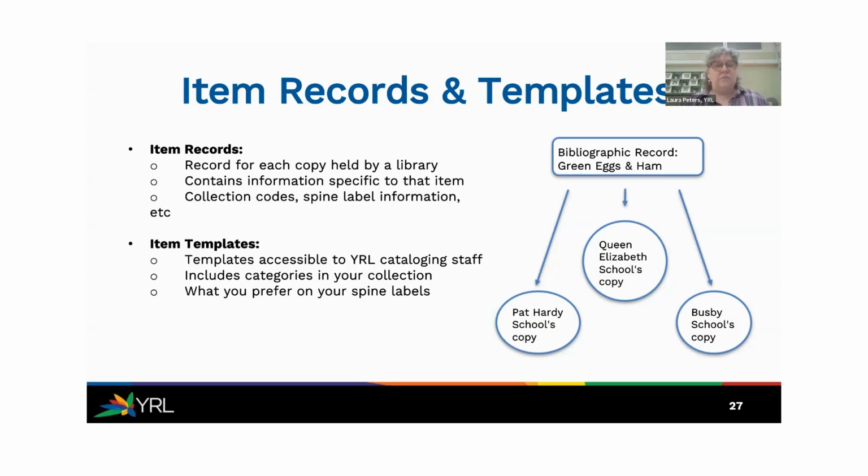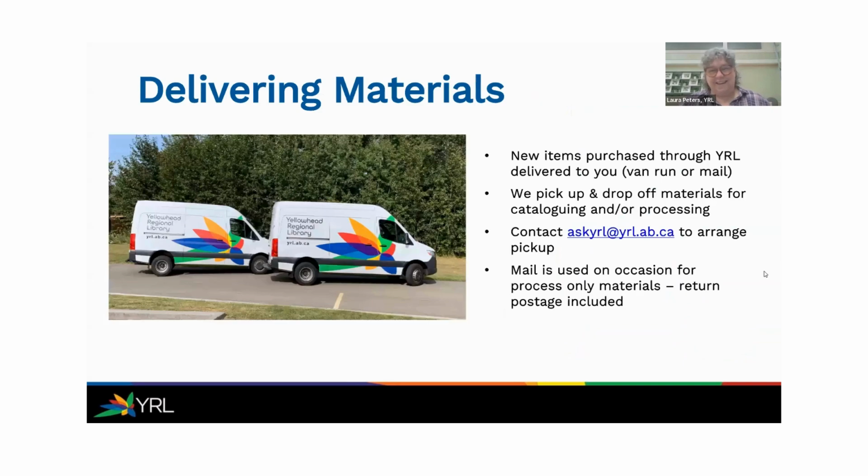So if you're ever curious, or you want to update any of this information, just contact us at that askyrl@yrl.ab.ca email address, and we will take the following steps to get that detailed information to you so you can reassess or just familiarize yourself with it. And then we can take any steps beyond that if you wanted to update or change any of that information. So it's a little bit of a rabbit hole. I hope that all made sense. But it's really, really important because we want to make sure that we're being accurate with the information that you prefer to have on your spine labels.